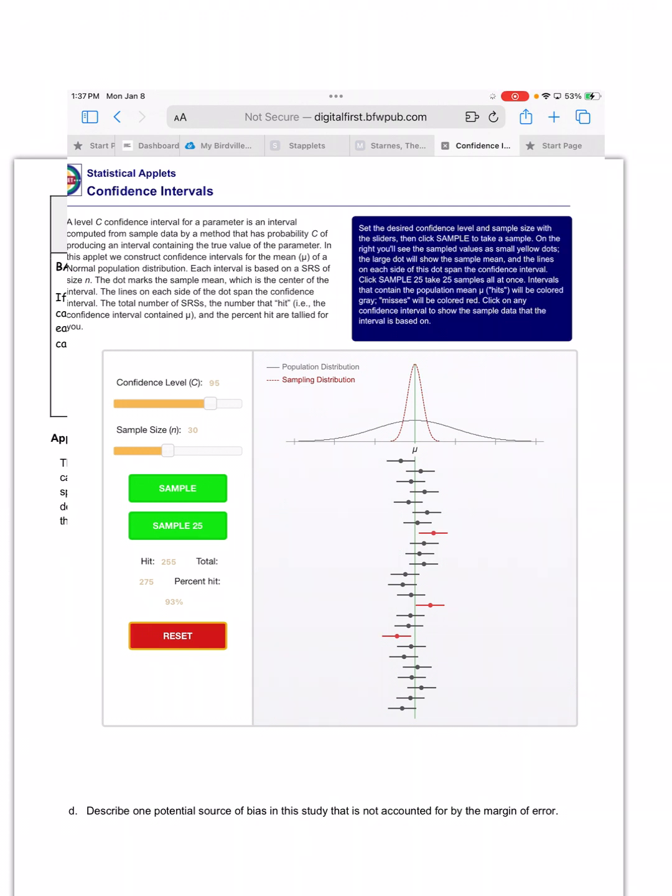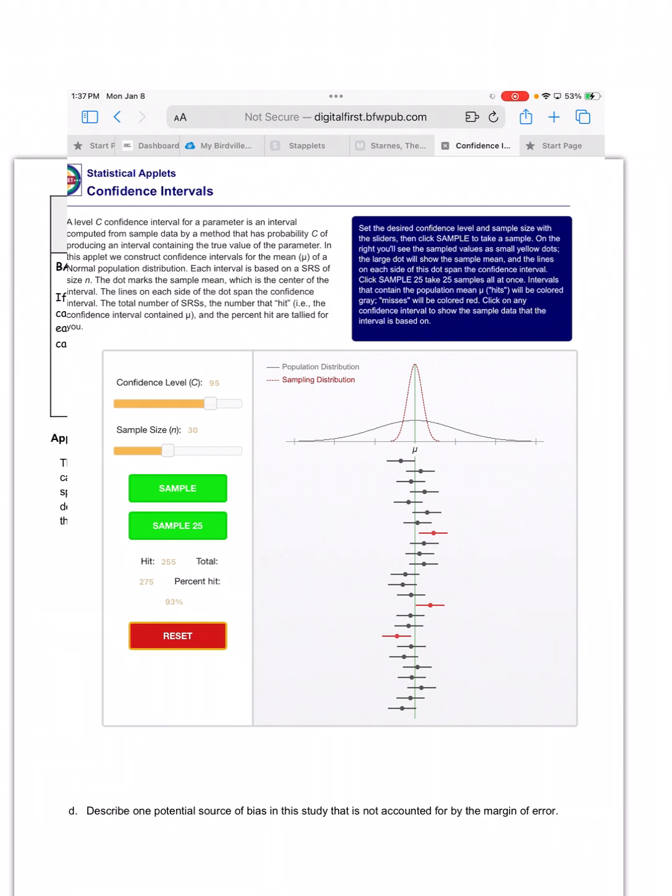That if I take many samples and calculate many 95% confidence intervals, 95% of them will hit the truth. Does that make sense? 95% of the intervals that are created will capture the true value. Will they all? No. But 95% of them will. That's all we're saying here, okay?